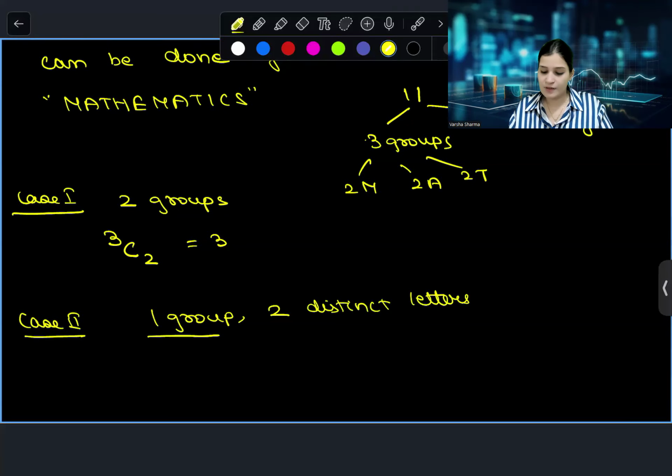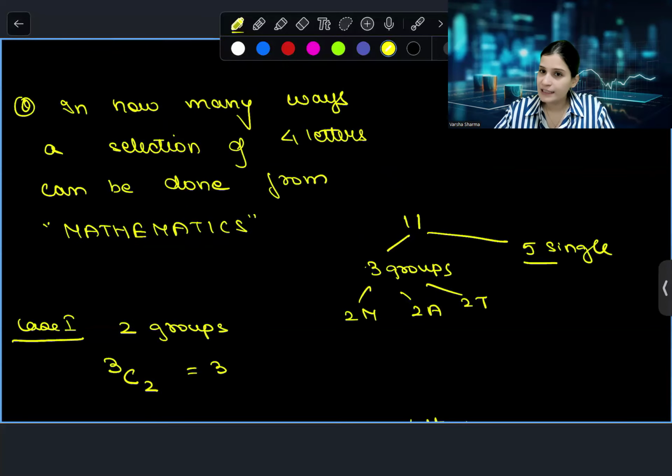3C1. Now, see, I have selected a group. Say I have selected 2 M's. Now I need other single letters. I'm not allowed to have a repetition, but I'm allowed to have 1 A. I'm allowed to have 1 T, right? I can have them once, I cannot have them twice. So I have these 5 single letters. I can also have 1 A and 1 T in my selection. Do you all agree?